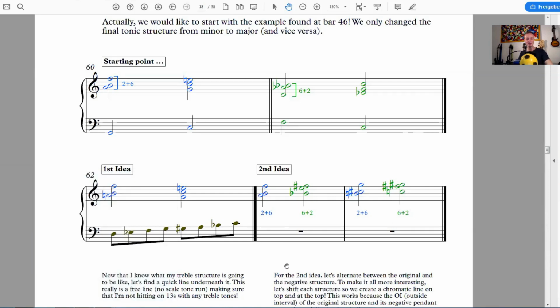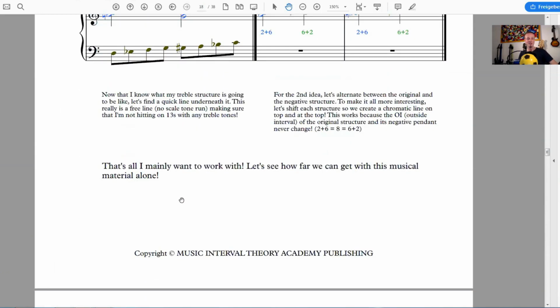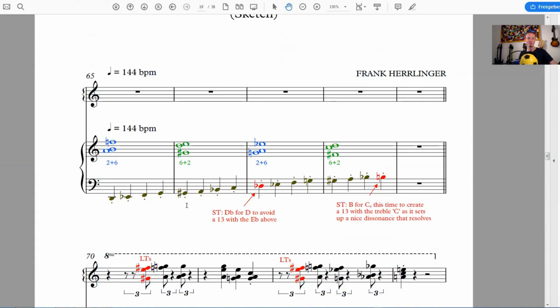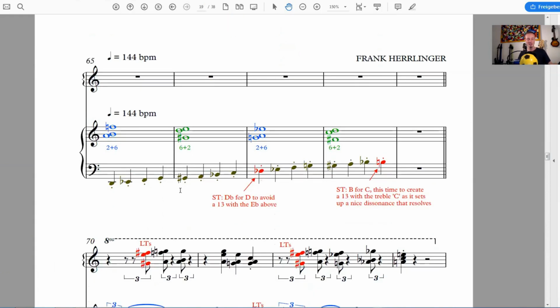Okay, so good so far. So these are my ideas for the sketch. And now we actually talk about the composition right here. And let me talk about the color coding first.